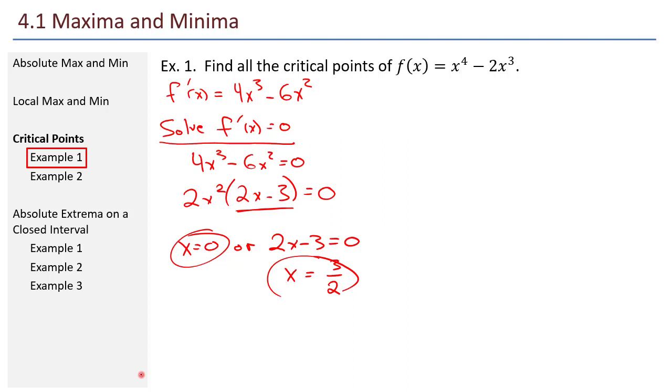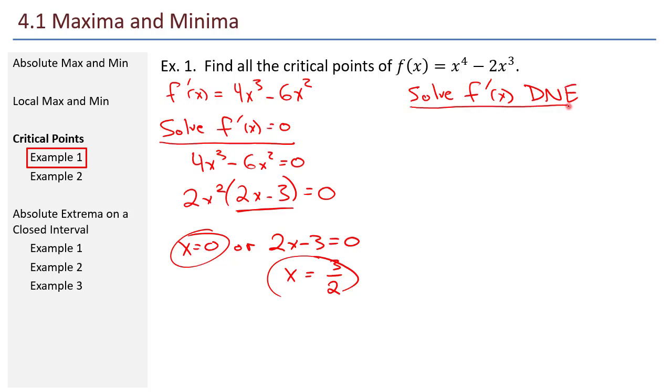That's just the first step. I still have more to do. I don't know for sure that those are my critical points yet. The next thing I have to do is solve where f prime of x does not exist. I'll just say solve f prime of x DNE, does not exist.